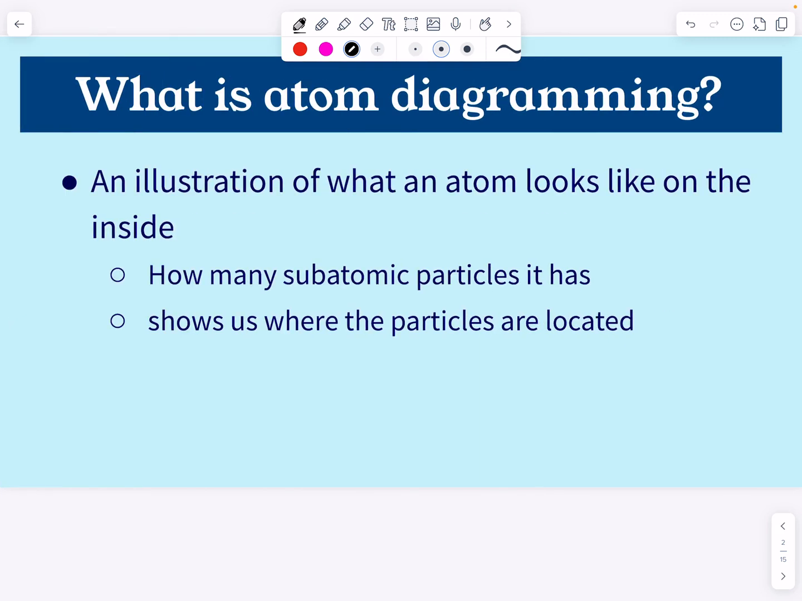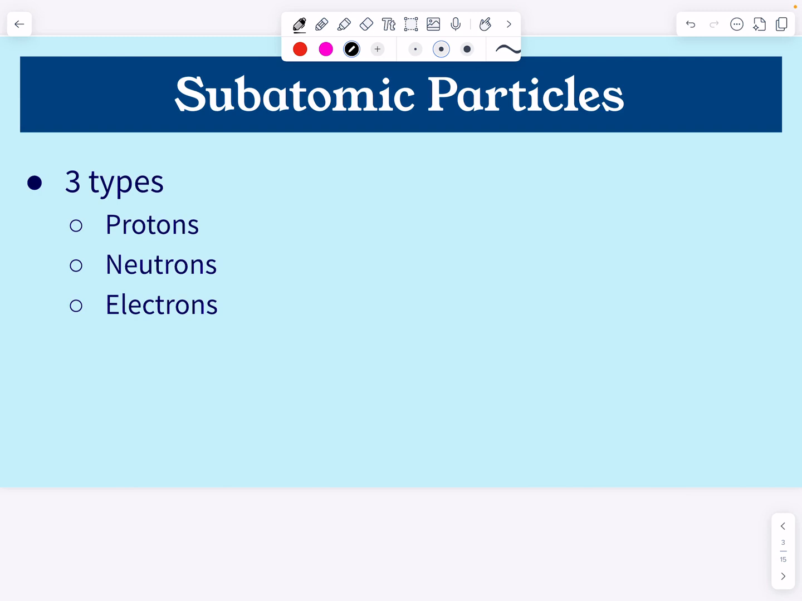So what is an atom diagram? It is an illustration of what an atom looks like on the inside. It tells us how many subatomic particles it has, and it shows us where those particles are located. Remember, the three subatomic particles are protons, neutrons, and electrons. Protons and neutrons are in the nucleus, and electrons are outside the nucleus.